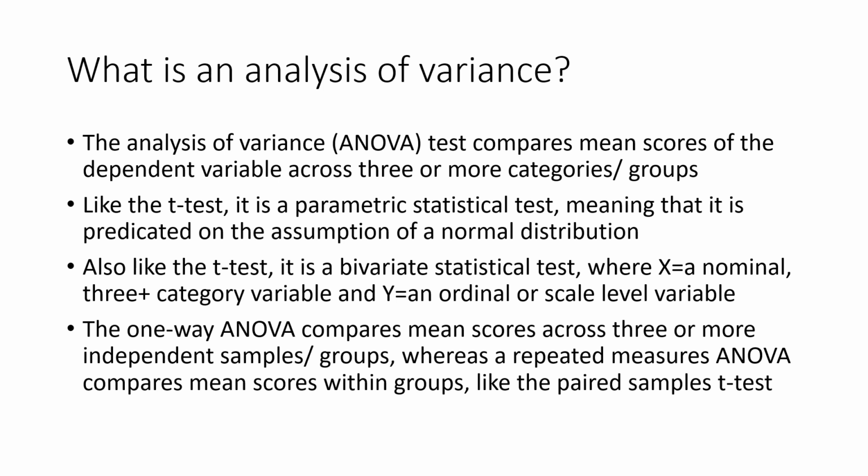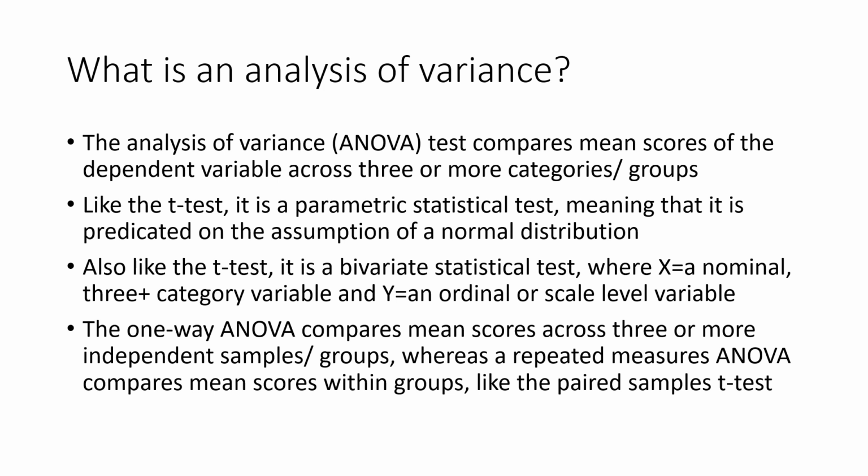Similar to the t-test, ANOVA is also a parametric statistical test. So what do we mean by a parametric statistical test? This means that the test itself is predicated on the assumption that the distribution of the dependent variable is roughly normally distributed. So if your dependent variable is not normally distributed, this can introduce various difficulties in terms of our ability to accurately generalize the results from our sample to our population, to generalize the mean differences that we've encountered in our sample to the wider population.